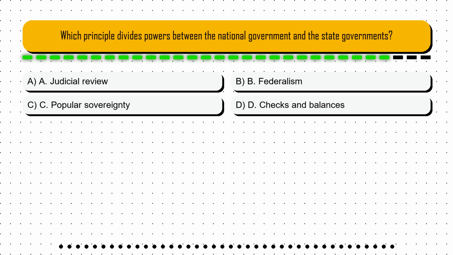Question 16. Which principle divides powers between the national government and the state governments? Option A. Judicial review. Option B. Federalism. Option C. Popular sovereignty. Option D. Checks and balances.